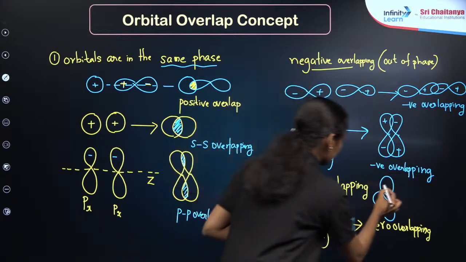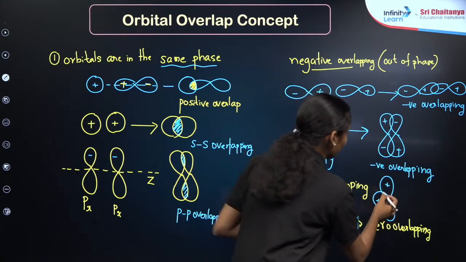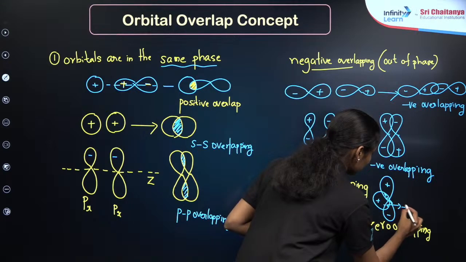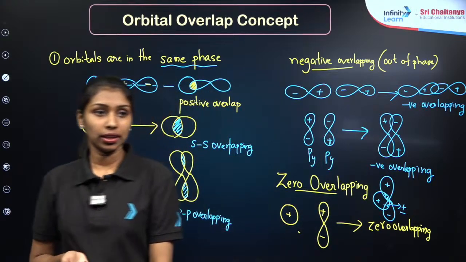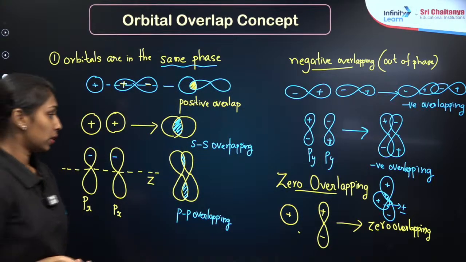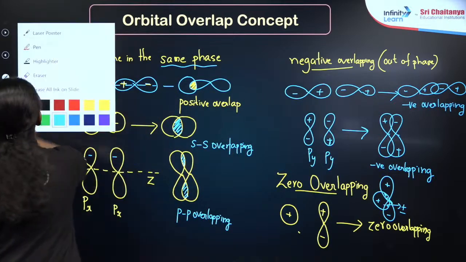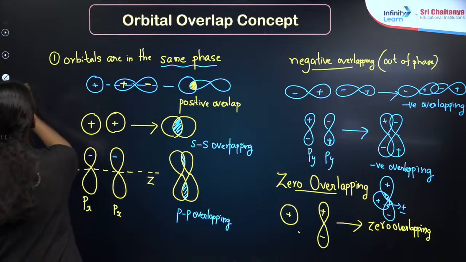Overlapping may happen like this, right? Plus plus, minus. This is the condition in which it is plus plus, then in this area it will be plus minus, right? So this will get cancelled, which means that there is zero overlapping, right? Clear? The main condition for zero overlapping is that the orientation of the orbitals will be different. There will be different orbital orientation.